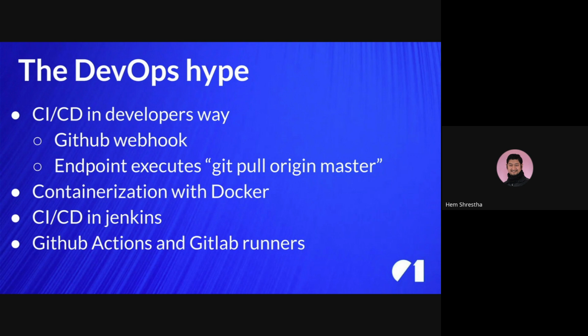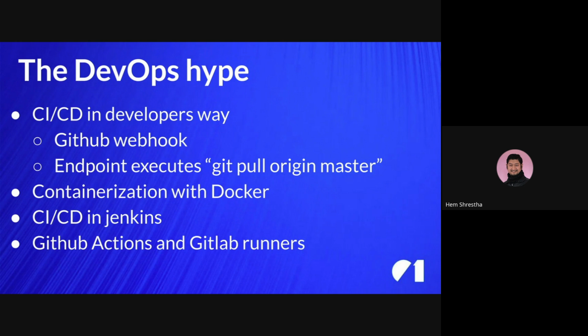What I did is I set up a GitHub webhook and created an endpoint called slash pull. So if we just send the URL, slash deploy, the endpoint automatically executes git pull origin master using a PHP script. It pulls the latest code from GitHub, and our deployment is achieved over there. It became one of my very favorite ways of doing CI/CD, using a simple GitHub webhook and an endpoint.